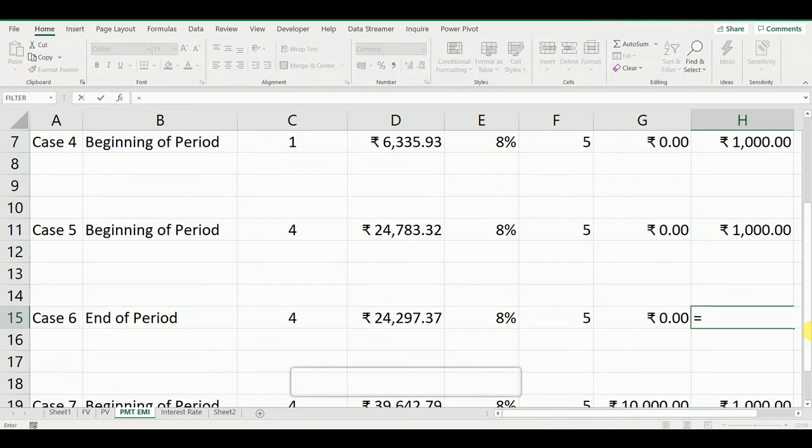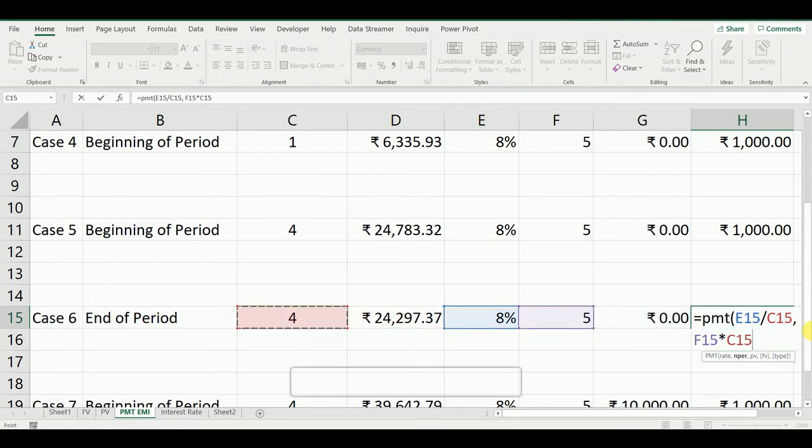So here PMT, rate divided by compounding, because this is quarterly interest. Now number of periods, now present value is 0 and future value is minus this, comma, we want to invest at the end of the period, so we will select 0, bracket close and enter.